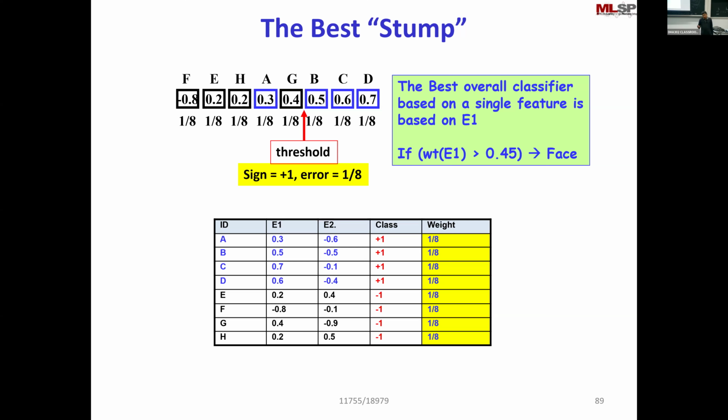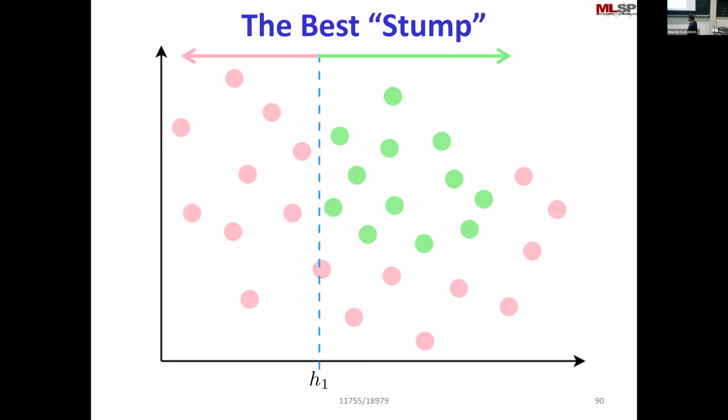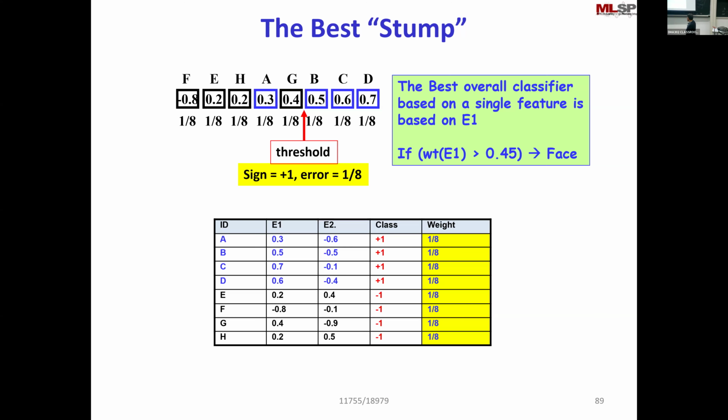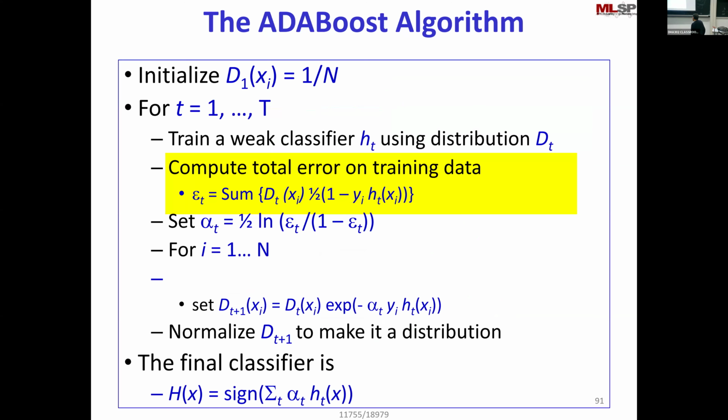Now, what is the total error of this classifier? 1/8 is the total weight of all the training instances that are misclassified. And so basically, this was my best stump, right? Now, what is the error? So that was training this classifier, this first step.